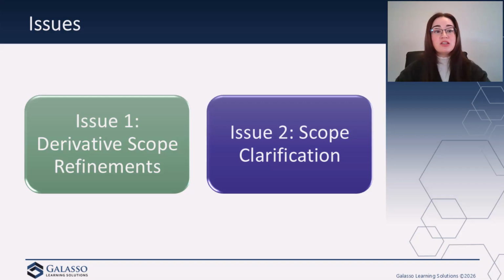So to respond to these concerns, the board decided to expand the scope and current exceptions in Topic 815, which we're going to talk about in just a second. So that's issue number one.